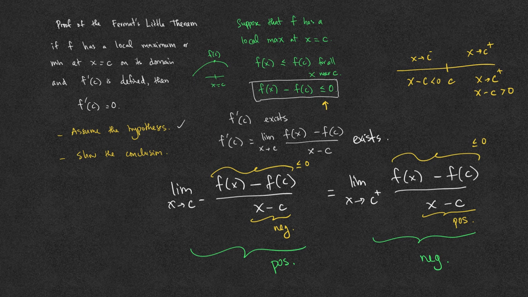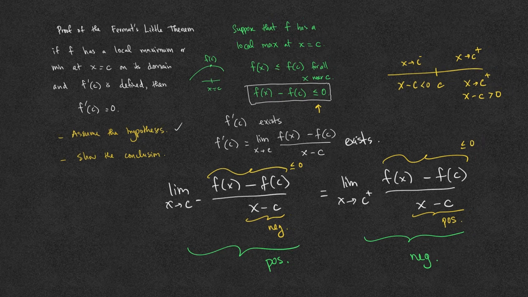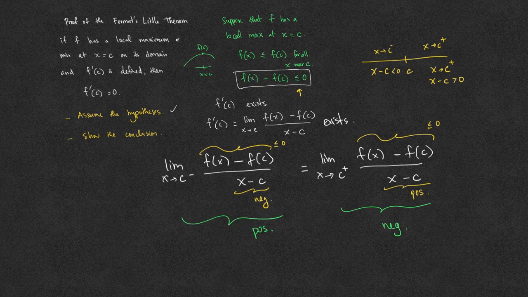And remember, the two limits have to be the same. If the left number is positive and the right number is negative and they are equal, the only possibility for that to happen is that both have to be 0. And so this shows that the left limit is 0 and the right limit is 0. Therefore, f prime of c equals 0 because the limit exists. The limit is f prime of c.